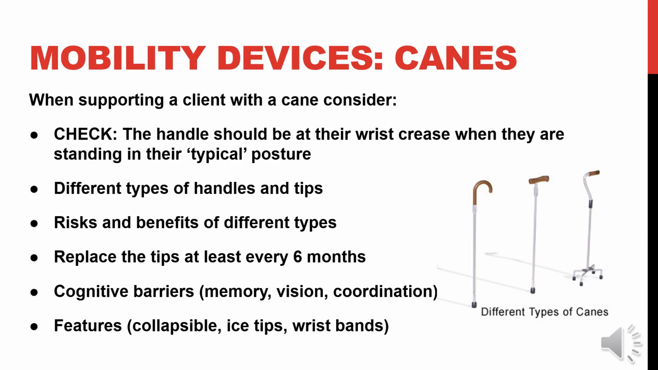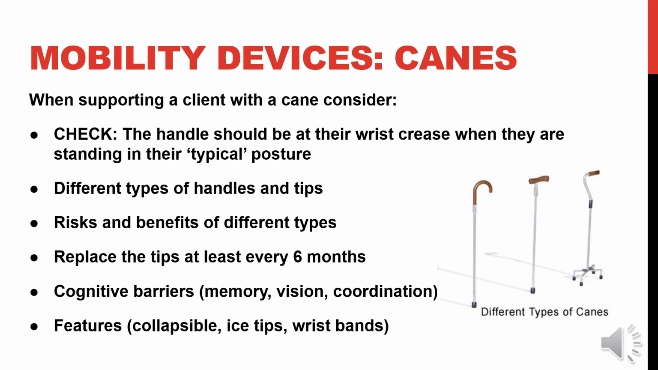In terms of height, optimally the handle should align with the crease of the client's wrist when they are standing in their typical posture with arm relaxed at their side. Ideally, the cane should be adjustable to the client's height. There are several different types of canes with different handles and tips. Single point canes have a single support point and are the most common.